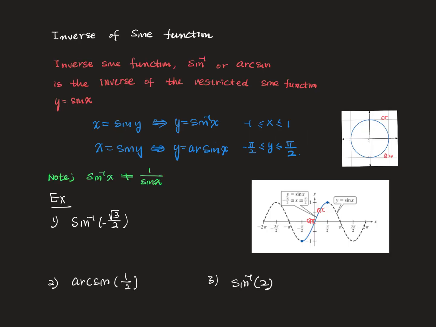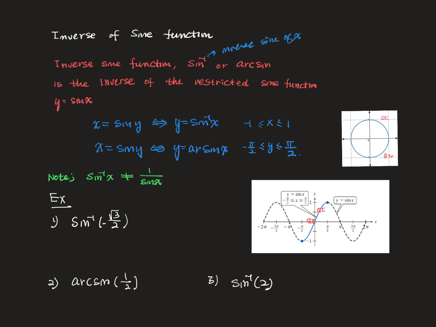Let's start with the inverse of sine x. What is the inverse of the sine function? Here is the notation for inverse sine x: sine to the negative 1 on the exponent, or you can say arc sine. We read it as inverse sine of x or arc sine.